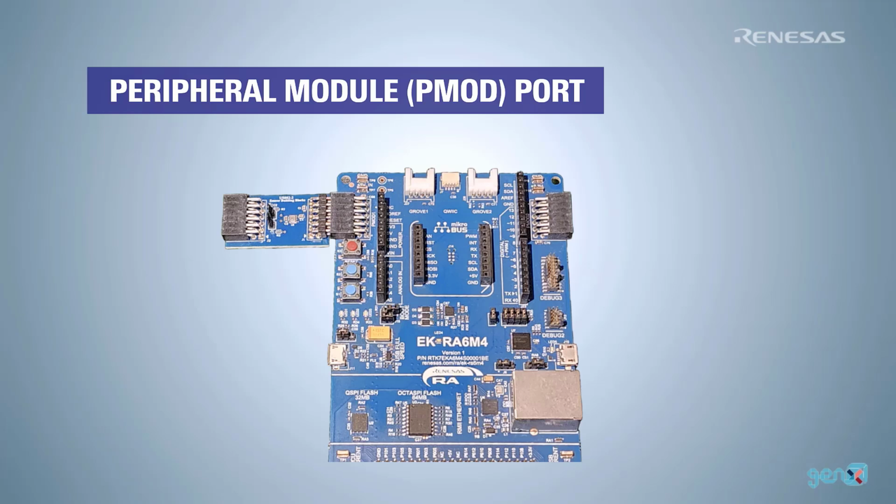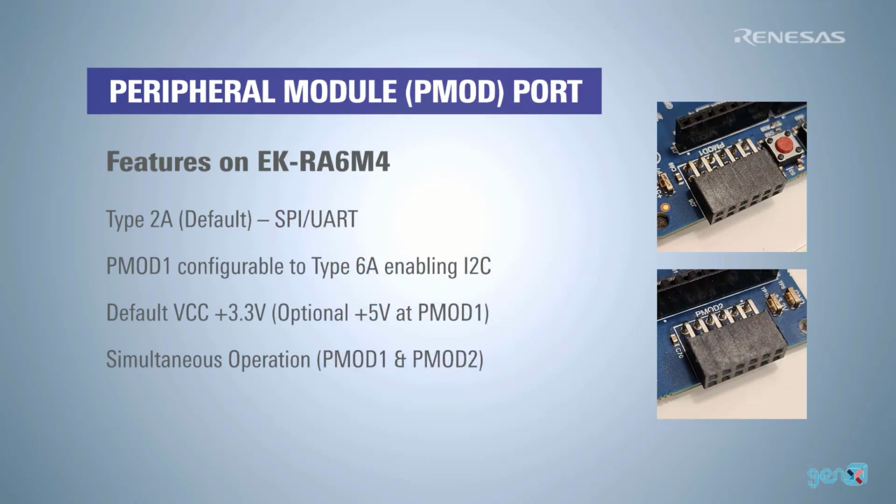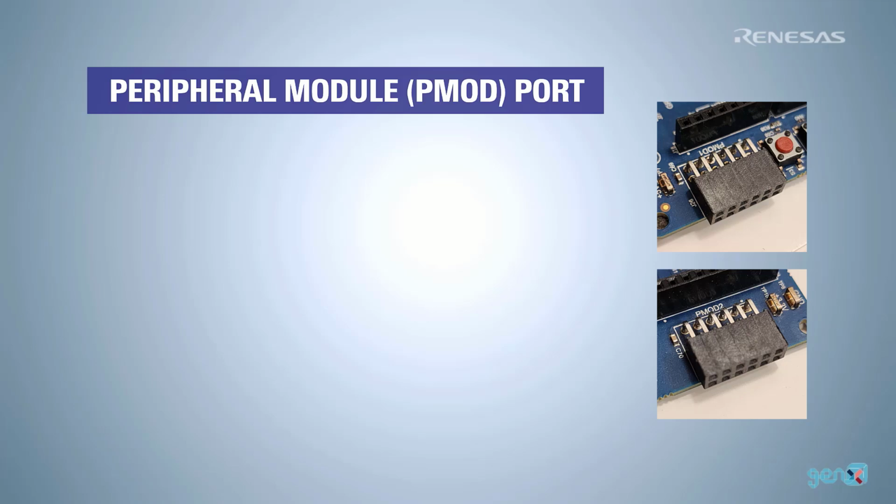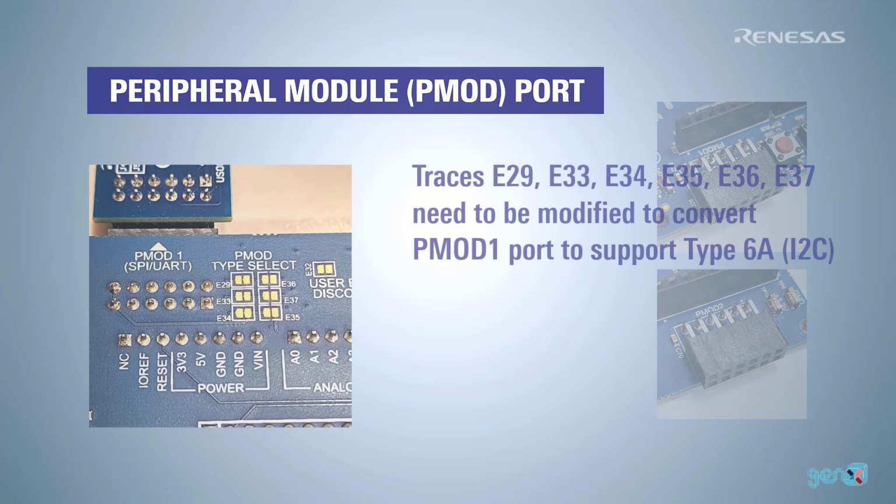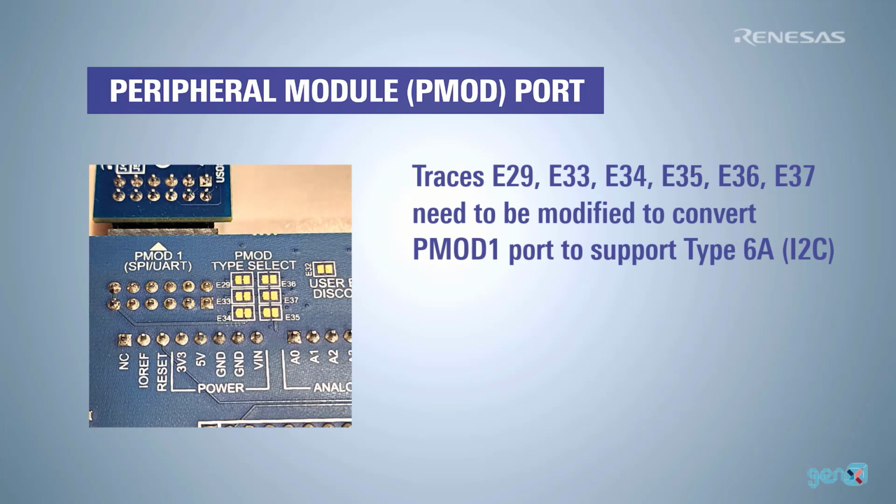simple signal processing units. On the EK RA6M4, you will find them on the expansion area on two opposite edges. By default, the PMOD connectors support SPI or UART communication, being categorized as Type 2A. The PMOD 1 may be configured into Type 6A, allowing I2C communications by modifying some connections on the board. In general, both PMODs can operate in parallel with two independent SPI or UART channels. There is also an option to convert the VCC pin to plus 5 volt if any peripheral needs it.